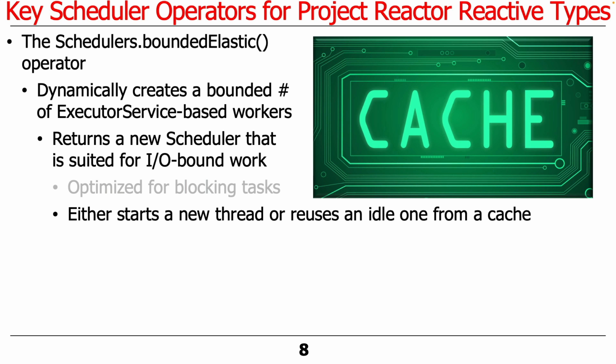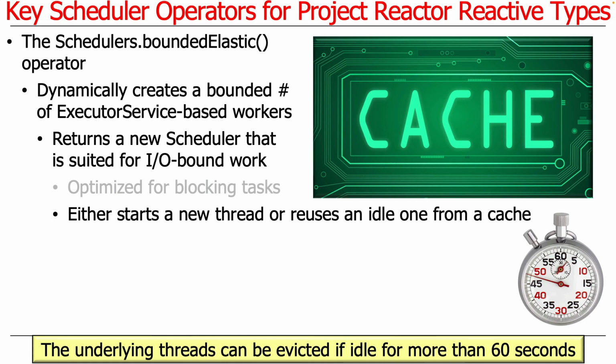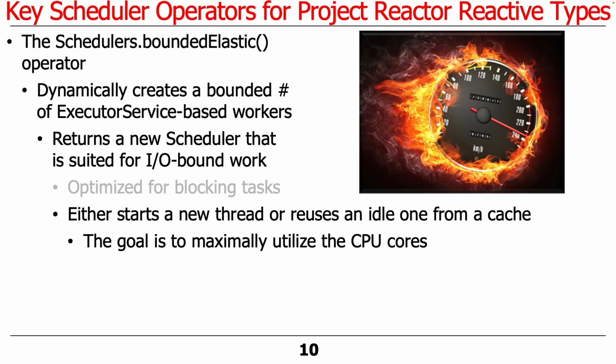It'll either start a new thread or it'll reuse an idle one from a cache that it keeps. And the underlying threads in this cache will be evicted if they're idle for more than 60 seconds. So that way the thing can grow and shrink based on bursty behavior by the client. The overall goal here is to maximize the utilization of CPU cores by having everything running and being able to enable things that block to not chew up cores and prevent other things from making progress.